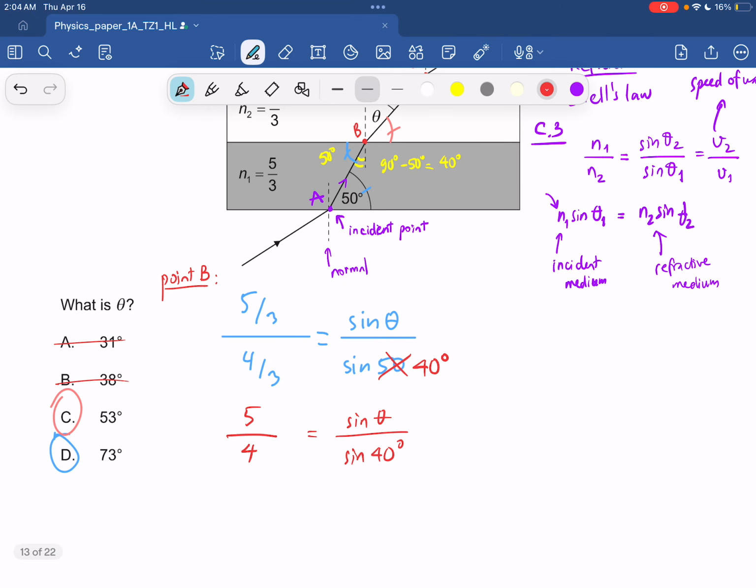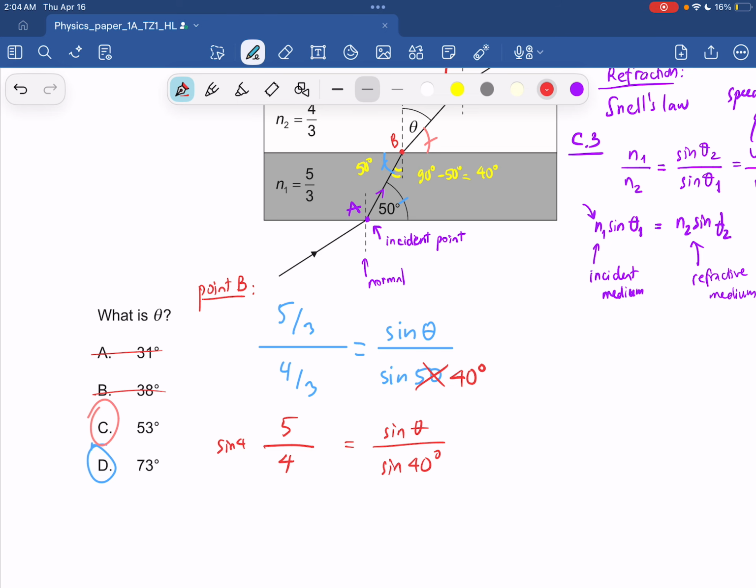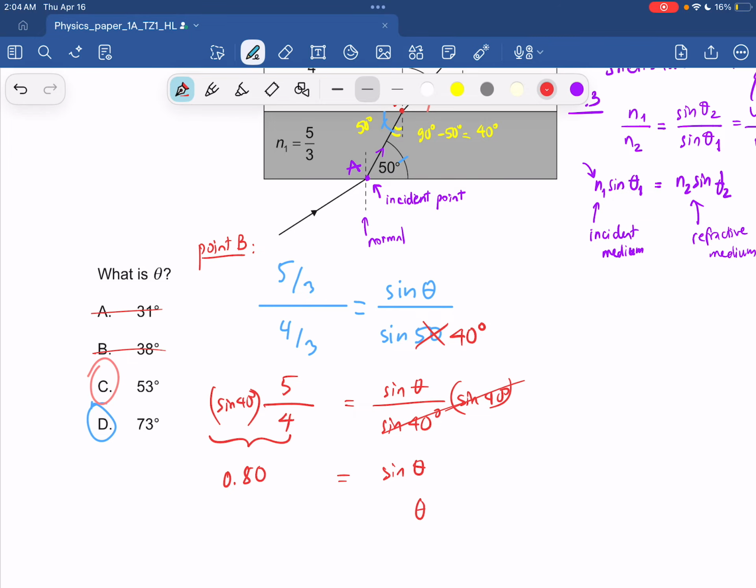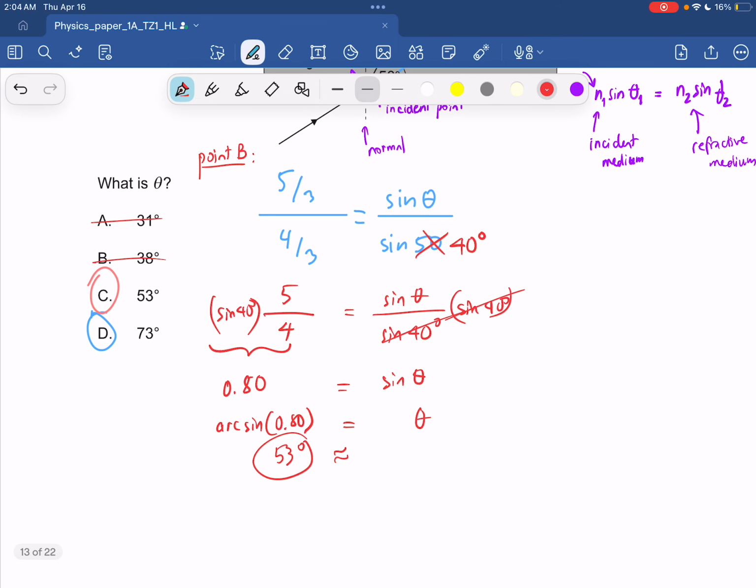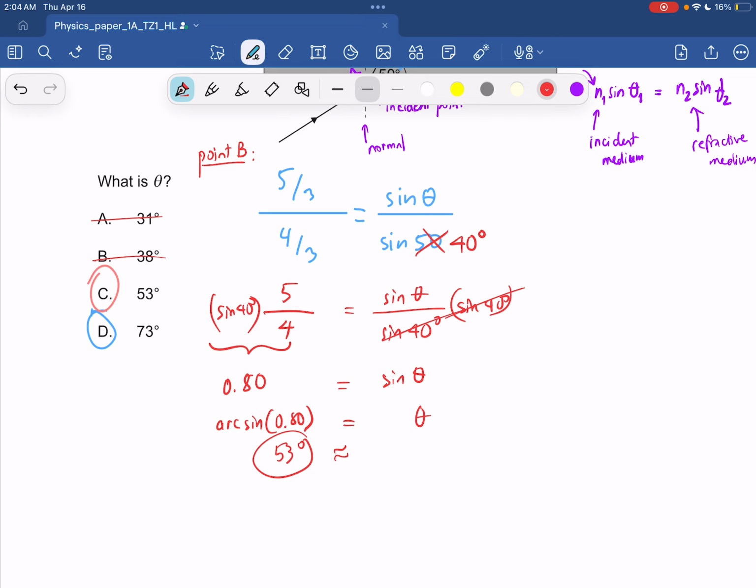If I multiply both sides by sine of 40 degrees, then this cancels, and this becomes around 0.80 equals sine of theta. So theta equals the arcsine of this, the inverse function of the sine function. Just use the calculator. I found it somewhere around 53 degrees, something like 53.13 degrees, so that should be C.